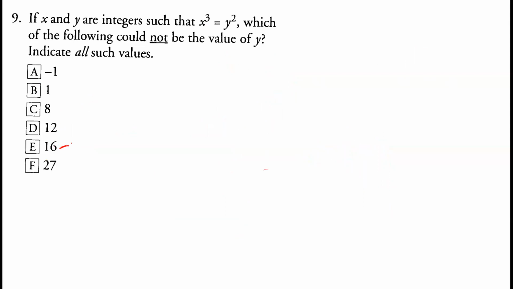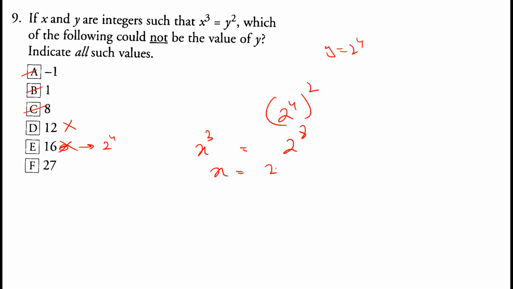So we had A as a possibility, B as a possibility, C as a possibility, but D is not the right answer, and 16 is also not the right answer. Why? Because first of all, 16 is 2 raised to power 4. So 2 raised to power 4 is your y. If you square it, this will become 2 raised to power 8. Now x cube. Now what can this x be?